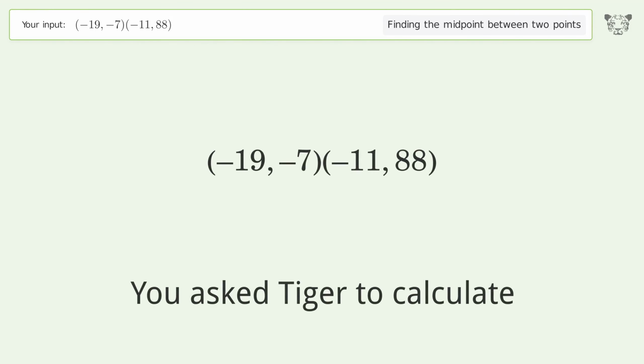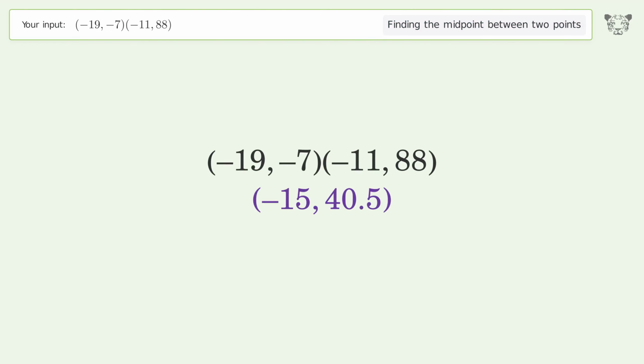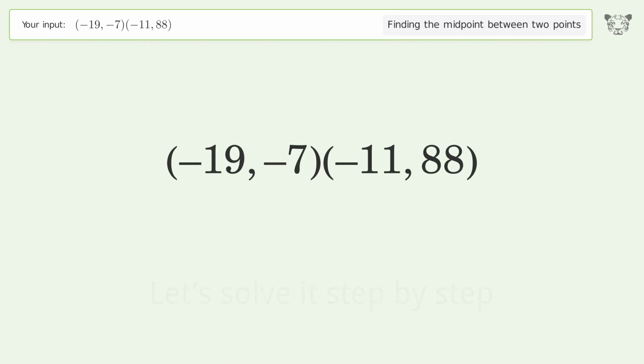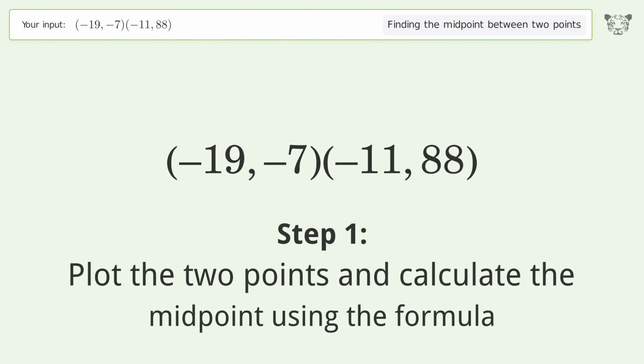You ask Tiger to calculate. This deals with finding the midpoint between 2 points. The midpoint between the 2 points is -15, 40.5. Let's solve it step by step. Plot the 2 points and calculate the midpoint using the formula.